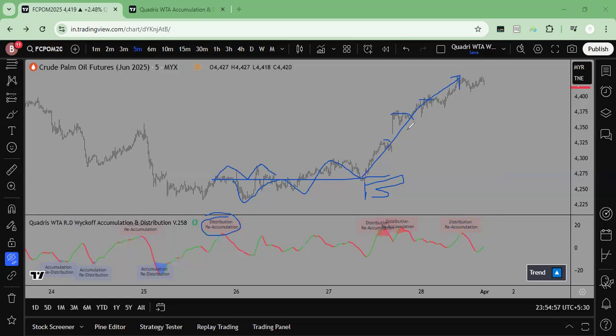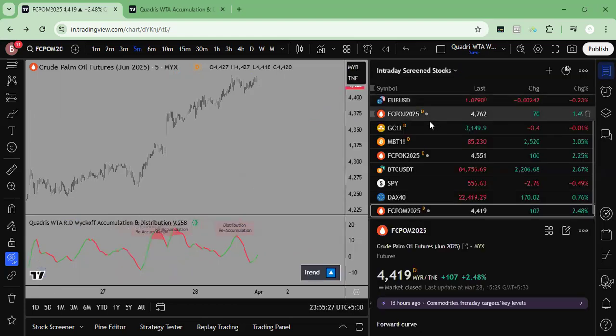Either it would be a distribution or it would be a reaccumulation. How a distribution gets converted into a reaccumulation, I'm going to cover in a one hour training video for this indicator, for the people who are going to opt for this indicator. So that is a different story.